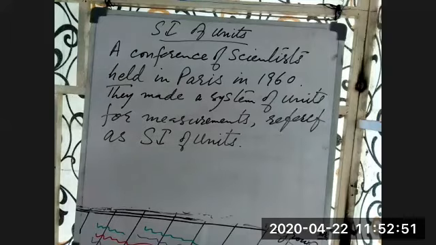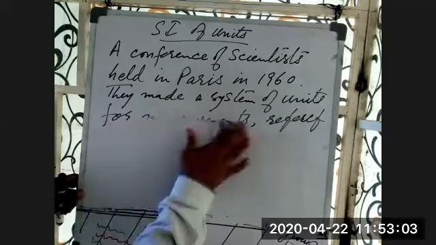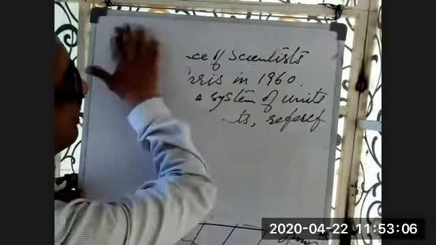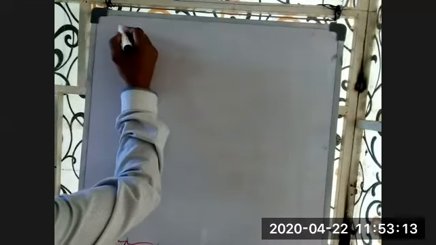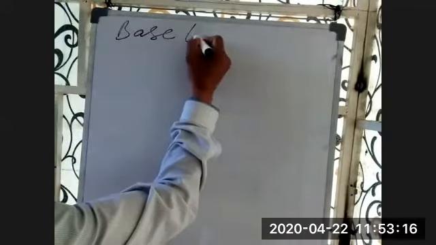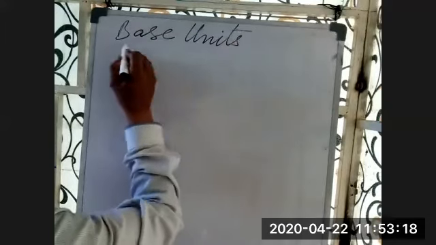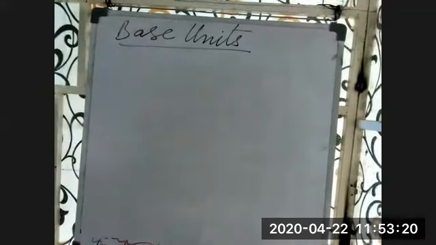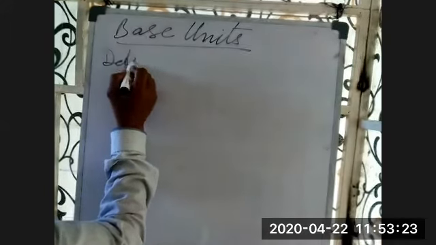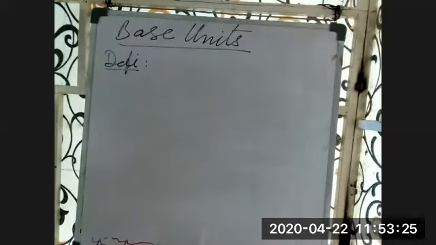In it, we study base units and derived units. And number 3 is prefixes. First of all, I will explain base units. What are base units? First of all, its definition. What is its definition?